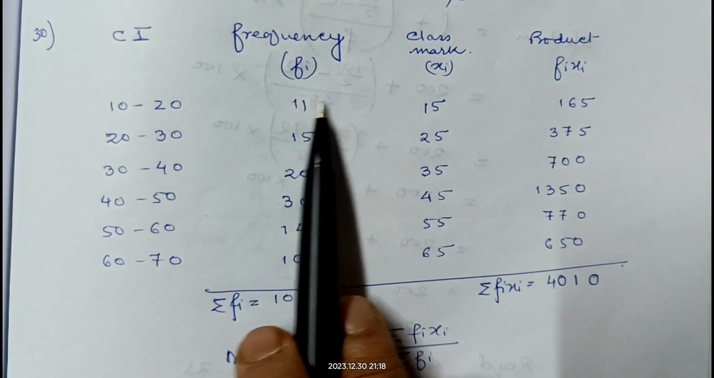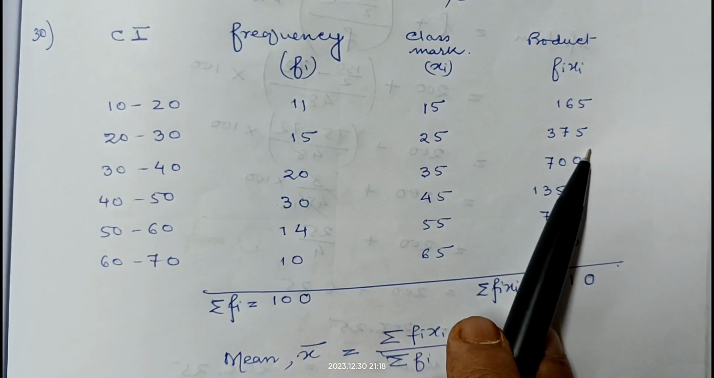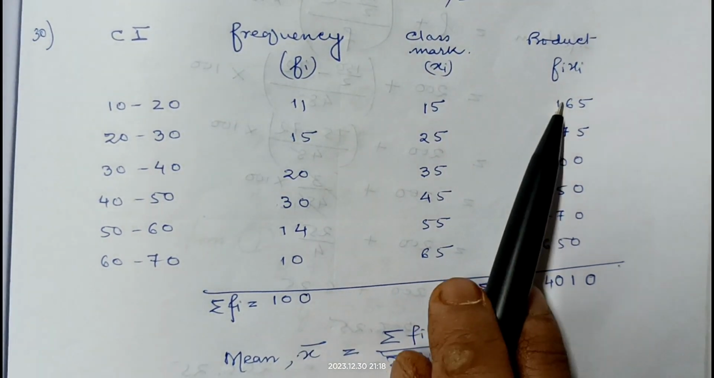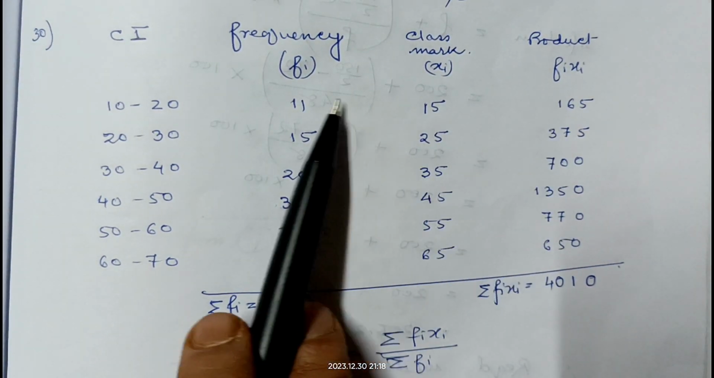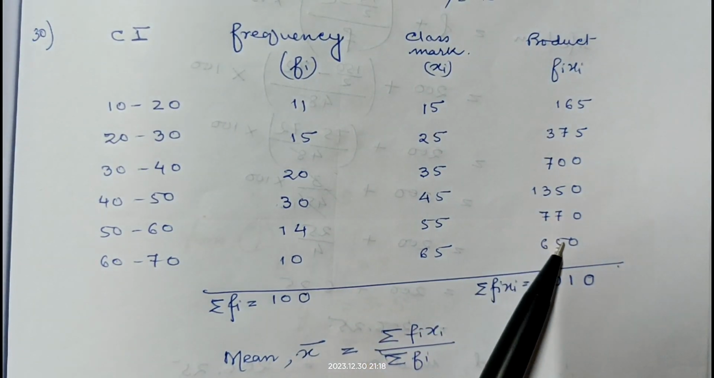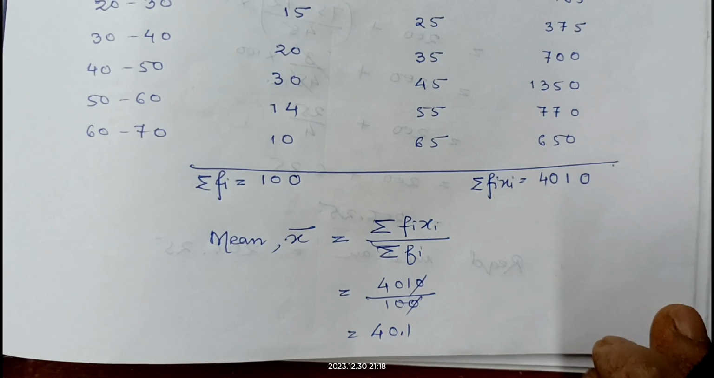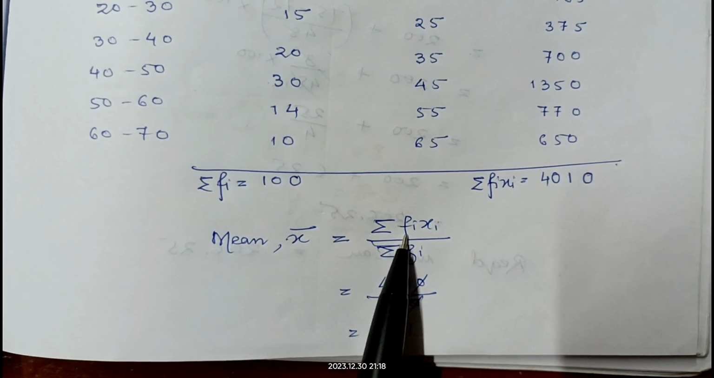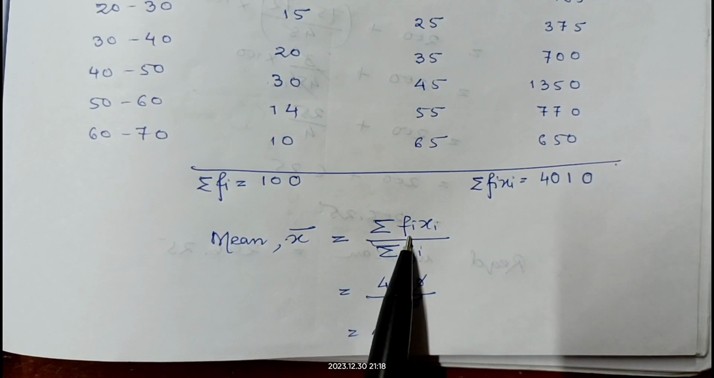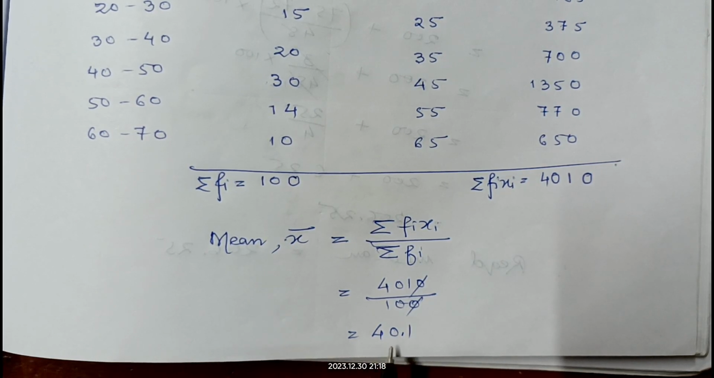In the product, we have to multiply these numbers. 11 into 15, 165. 15 into 25, 375. In this way, if you multiply, you are going to get these values. Now, if we add all the frequencies, it will be 100. If I add all the products, it will be 4010. So if you use the direct method, then the formula is summation fixi by summation fi. Summation fixi is 4010 by 100. 00 can be cancelled. 401 by 10, which will give 40.1. Therefore, required mean is 40.1.